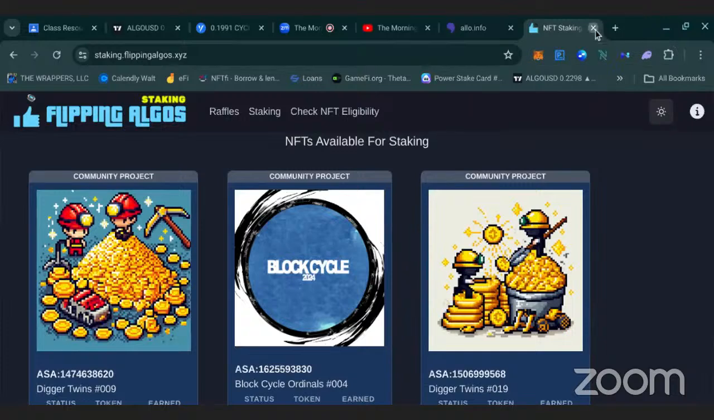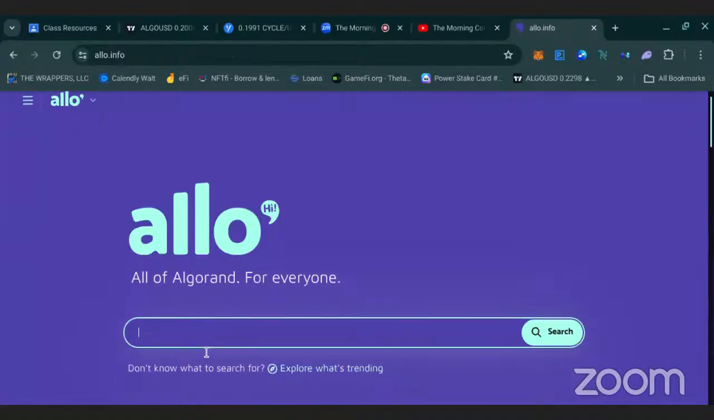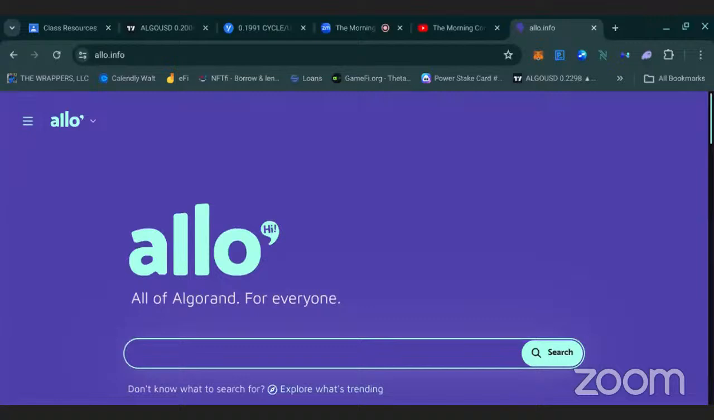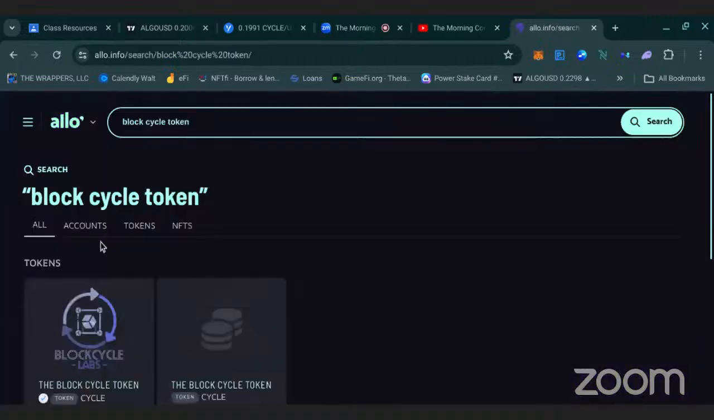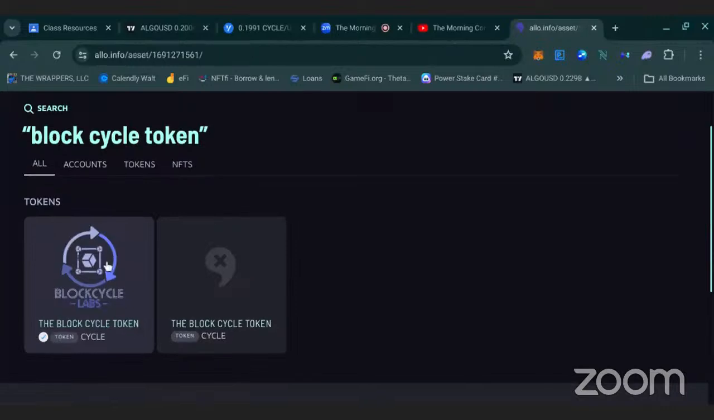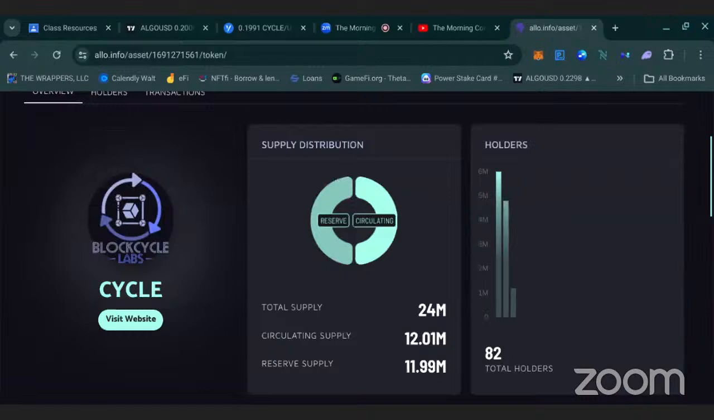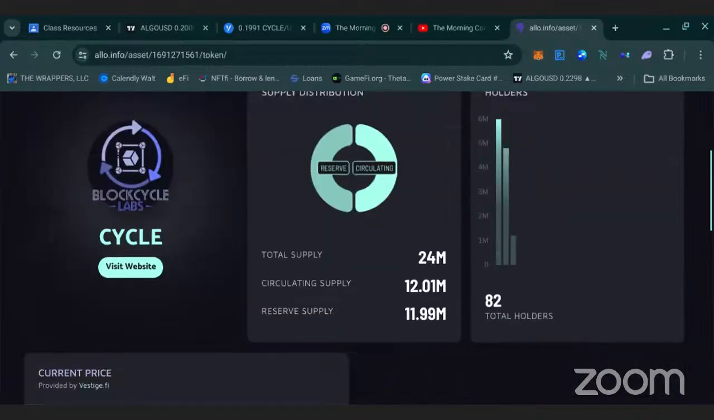All right, I'm gonna get off of there. Allo.info. For those who don't know, this is an Algorand Explorer. You basically can search the blockchain on here. You can search wallets. You can search transactions. You can search accounts. It's the ledger for Algorand. Go ahead. Is that the ledger for Algorand? Yeah, basically. Okay. Yep.